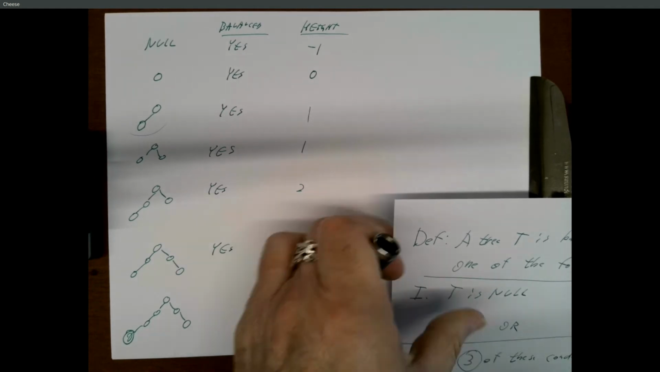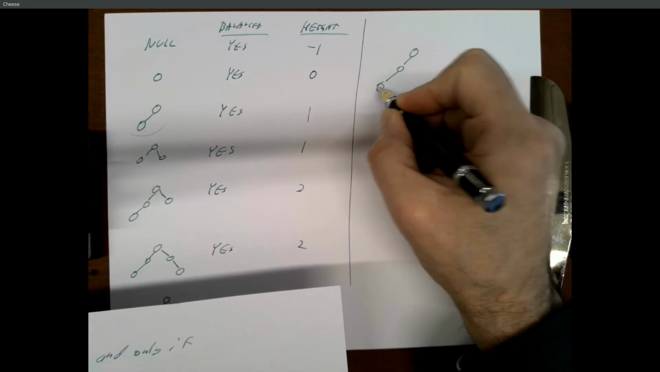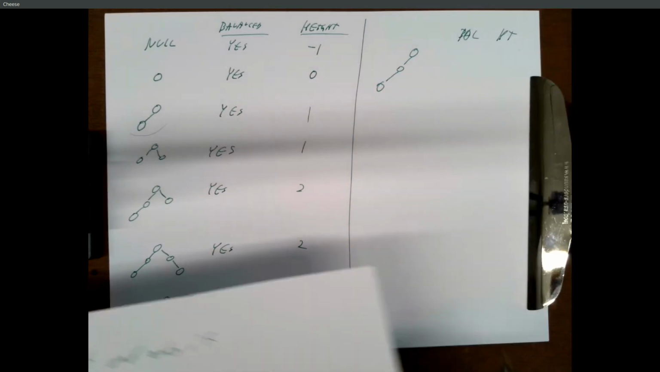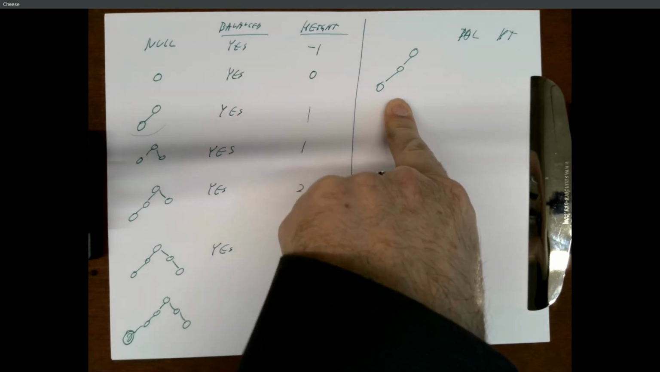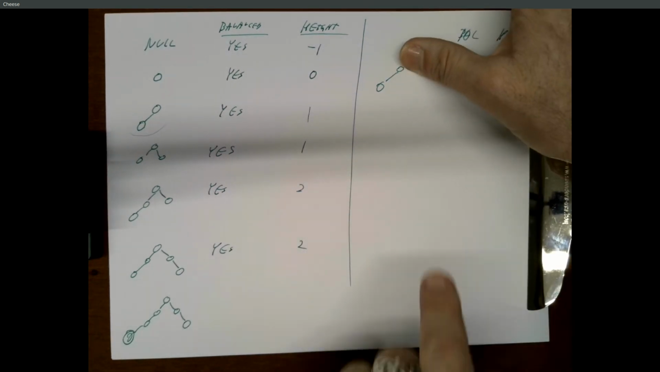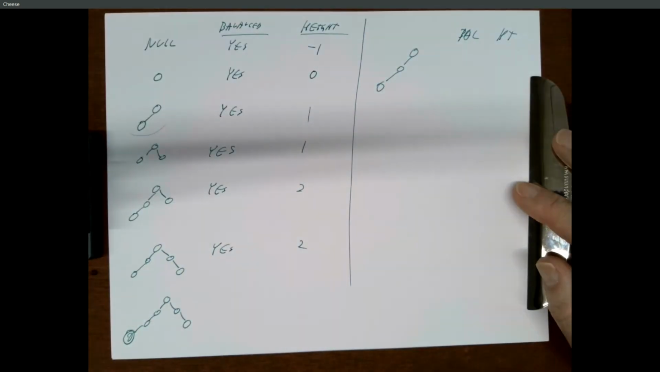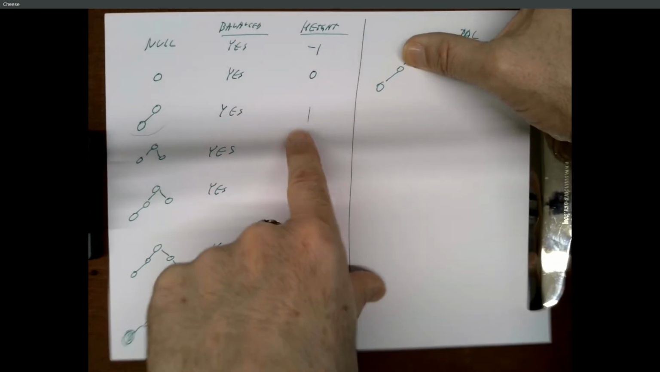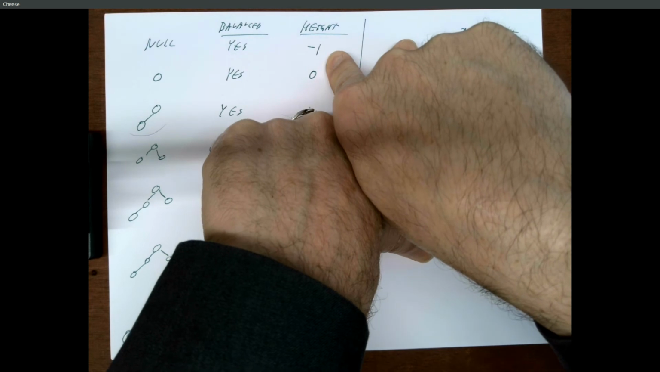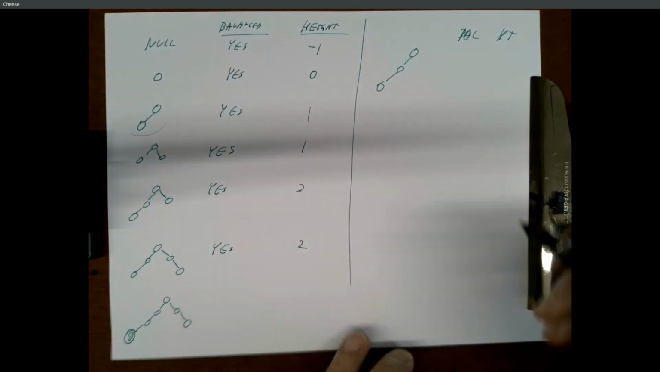Why is that? Well, let me do a different case first. Let's look at this. So is this tree balanced? Right? So the left subtree is this, that's balanced. The right subtree is null, that's balanced. But the height of the left subtree is 1. The height of the right subtree is -1. 1 and -1 differ by 2. That's too much of a difference. This is not balanced.